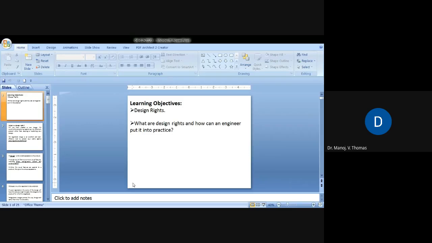In other words, what are the rights that the owner of a particular design has? For that, what are the things that he should do? In fact, he should register the design. That is the first and foremost thing: whenever you have a design finalized, you must register it. So these are the things that we should take care of while we talk about design rights. As we go through the slides, I think the matter will be clearer to you.